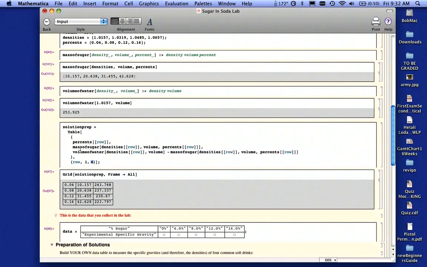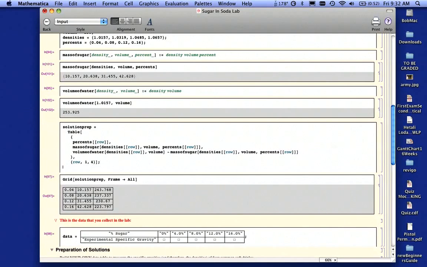Then use my formula, my mass of sugar formulas, to calculate how much sugar I need, and then my third column is going to be this little bit of mathematics where I'm taking my volume of water and subtracting from it the mass of the sugar, and all of that is put in a nice little table here. I'm going to do one more thing here that's not on here. I'm going to do a final solution prep variable, and what I'm going to do is I'm going to prepend, meaning I'm going to add in front to my solution prep table.